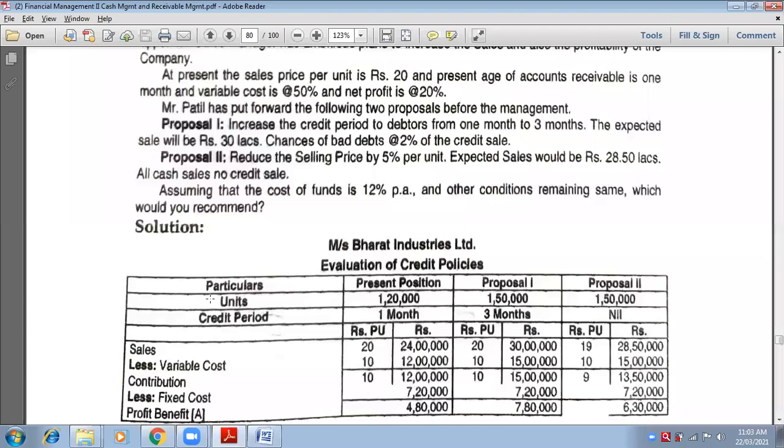Now please be very careful. In proposal 2, he is asking you to reduce the selling price, but variable cost will not change. Variable cost will not change. Per unit will be same. So how to calculate per unit? 15 lakhs divided by 1,50,000. How to calculate CPU? Amount divided by quantity. So 15 lakhs divided by 150. So how much is the per unit?